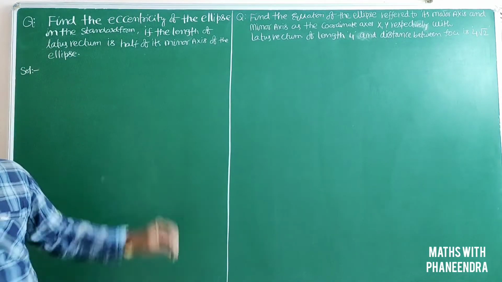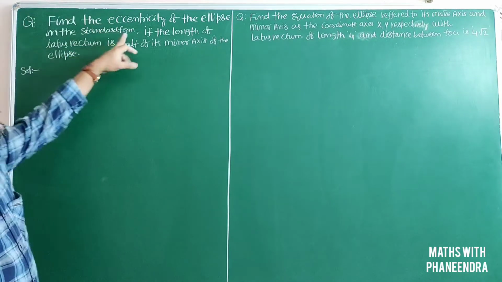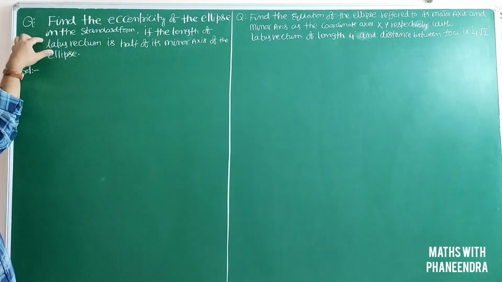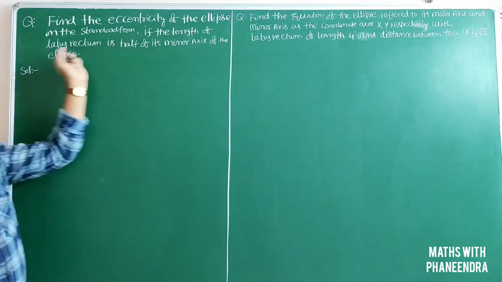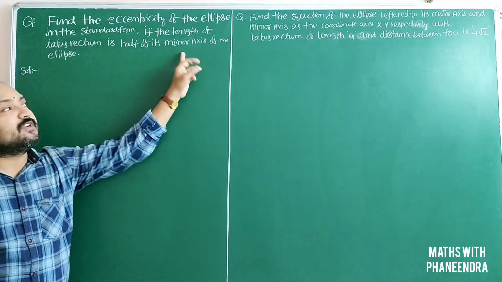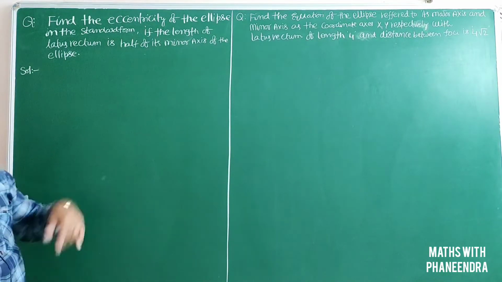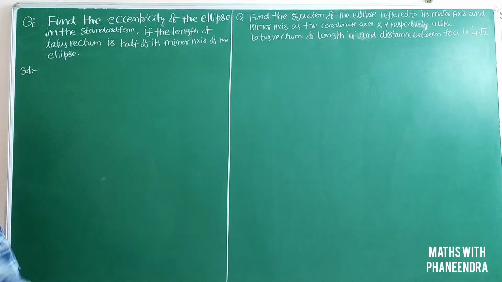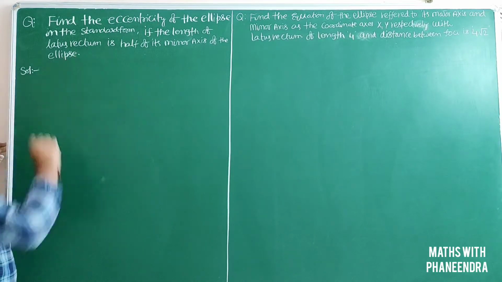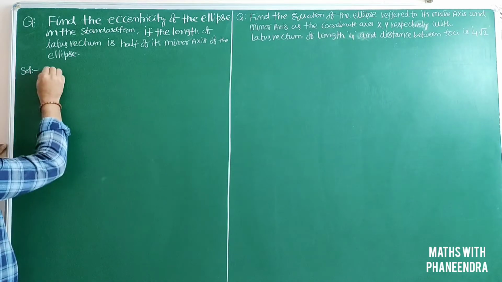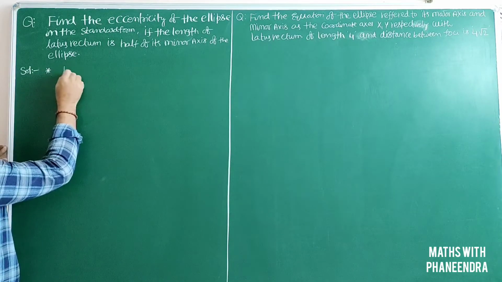The next question. Find the eccentricity of the ellipse in standard form if the length of latus rectum is half of its minor axis. In the previous question it was major axis. So here minor axis and length of latus rectum. So first one is length of latus rectum.